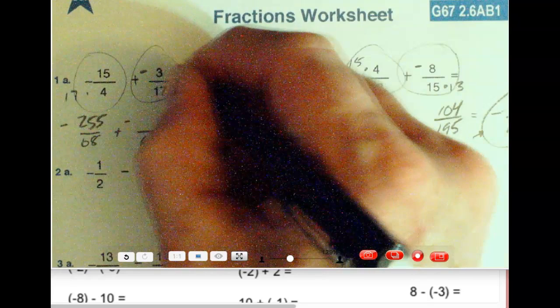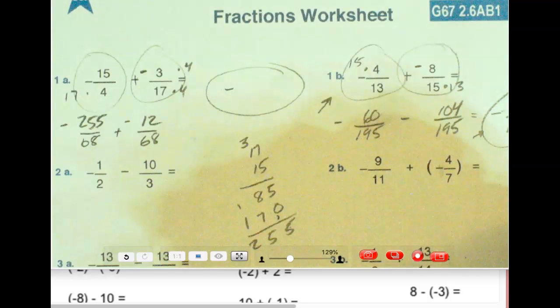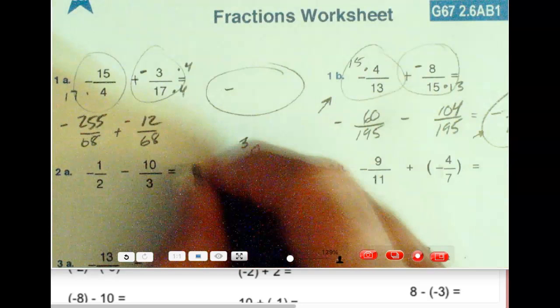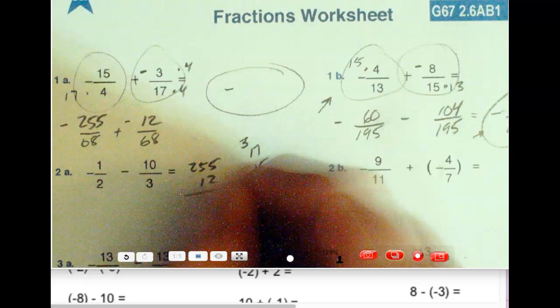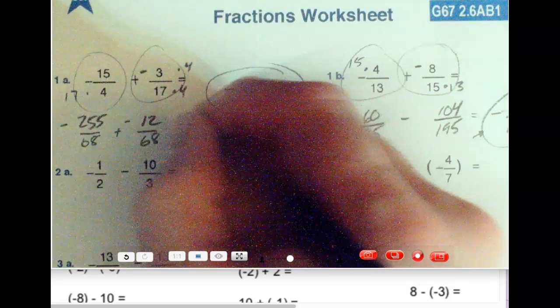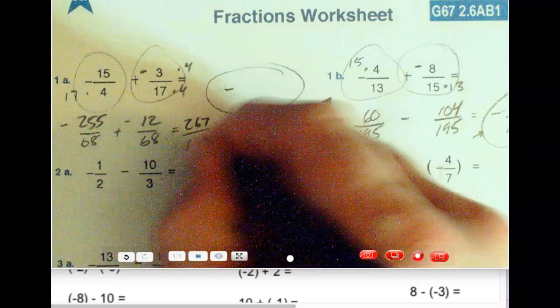So I have to do the top times 4. So 12 sixty-eighths. So really I have 255 plus 12. So we'll throw that off on the side here. 255 and 12 gives me 267. So my answer is 267 sixty-eighths, and it is negative.